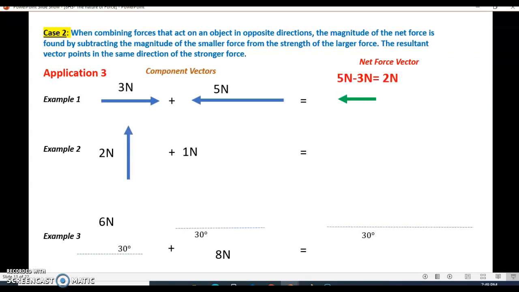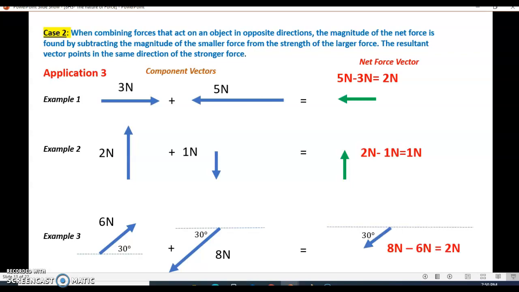Now example 2, both are vertical, but one is upward and one is downwards. The upward one is greater, so the net force will be upward, and its magnitude will be equal to 2 minus 1, which is 1 Newton. Similarly, here we have oblique forces making 30 degrees. One is upwards, one is downwards, so we have to subtract them, and its magnitude will be equal to 8 minus 6, equal to 2 Newton, with direction in the direction of the stronger one.